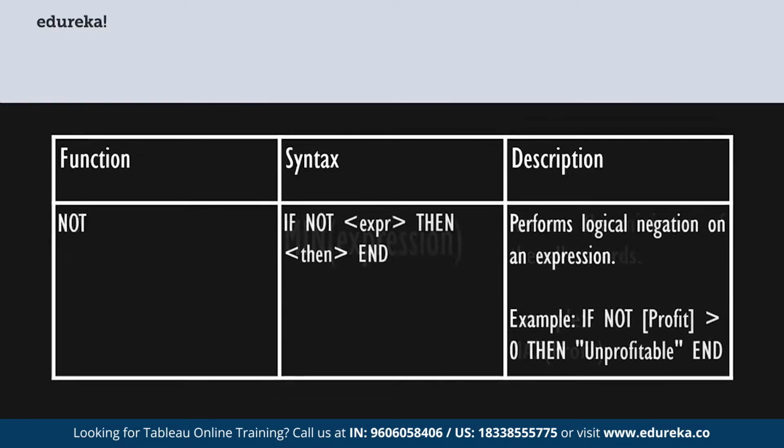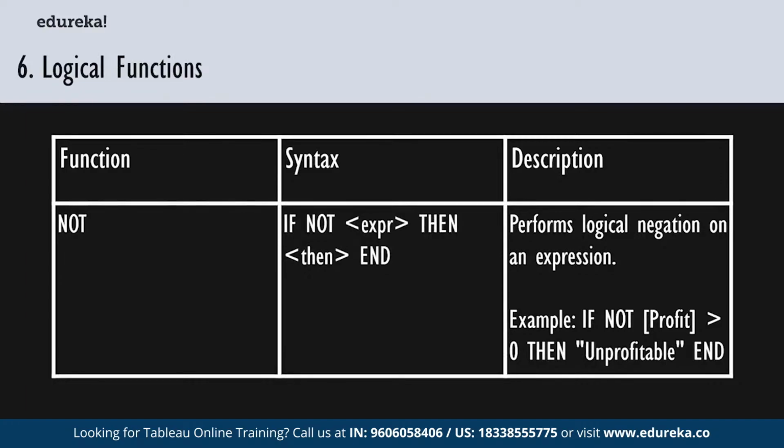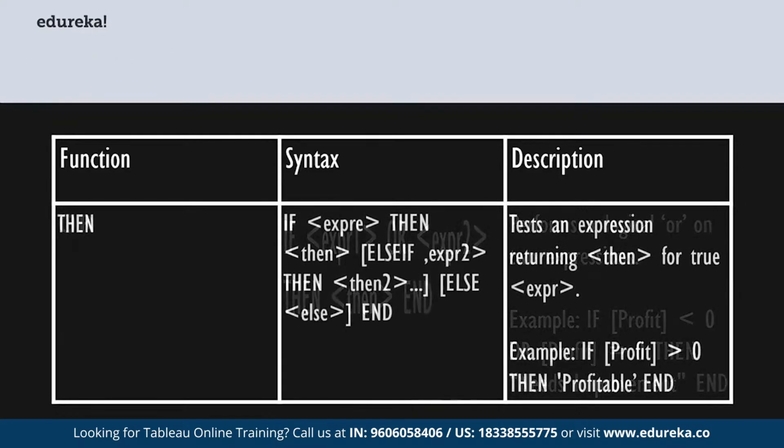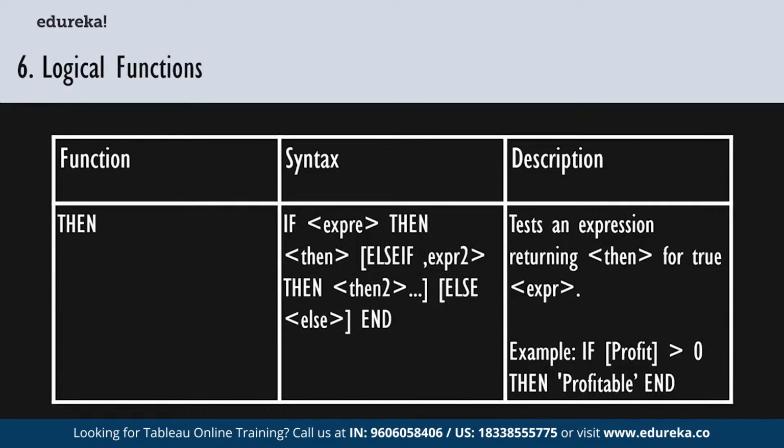Then you have the logical not, which performs logical negation on an expression. So basically, if the field you have put in does not fulfill the condition, then it gives you the corresponding result. Then you have the logical or, which basically means that if you have put in 2 conditions, either of them has to be true, then it will give you a result. Then we have then, which we have discussed before. If a certain field fulfills a condition, the corresponding then part is then fulfilled.